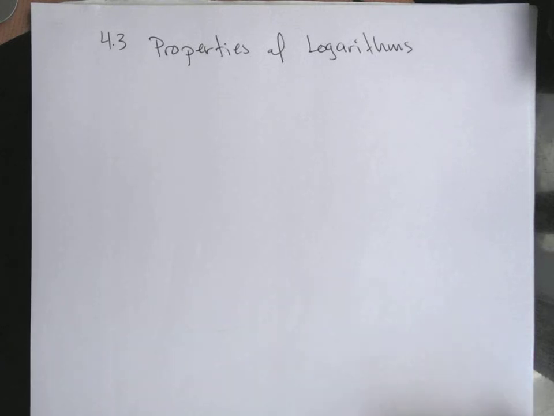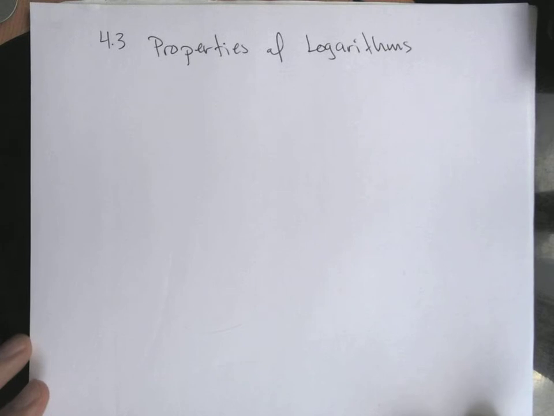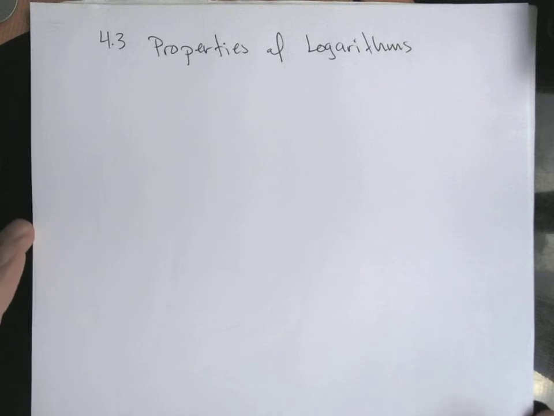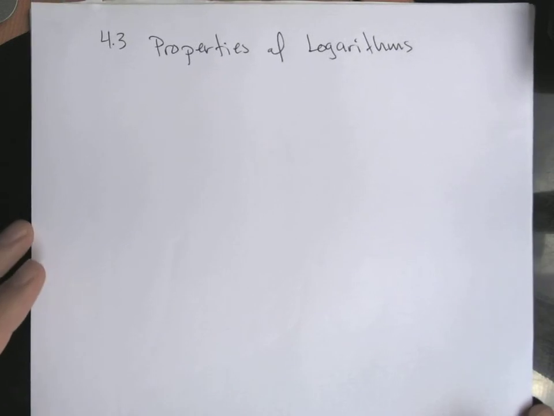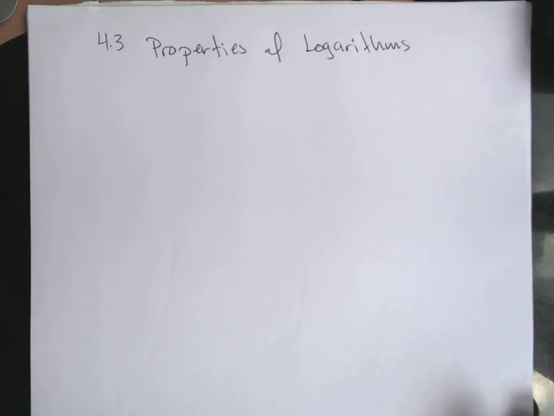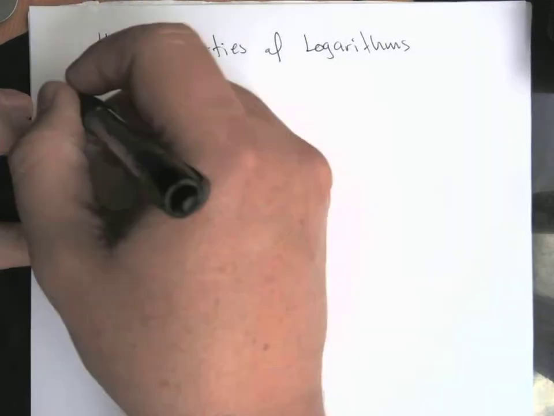So we've made it to 4.3. We've gone through all the different setups for logs and sort of what the heck a logarithm is. The next thing is to look at some of their unique properties. So we're going to look at 3 rules, and they all kind of tie back to different exponent rules. We'll list the rules first, and then we'll sort of run some examples of what each of them looks like.